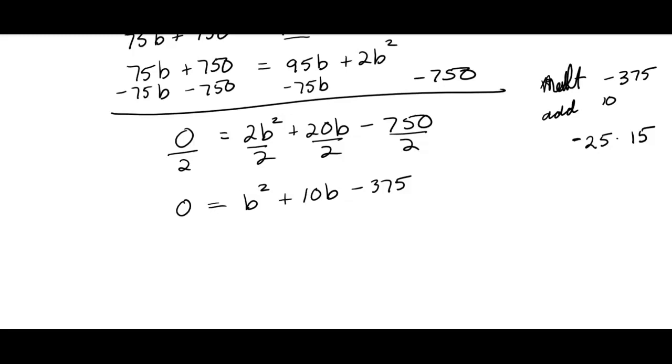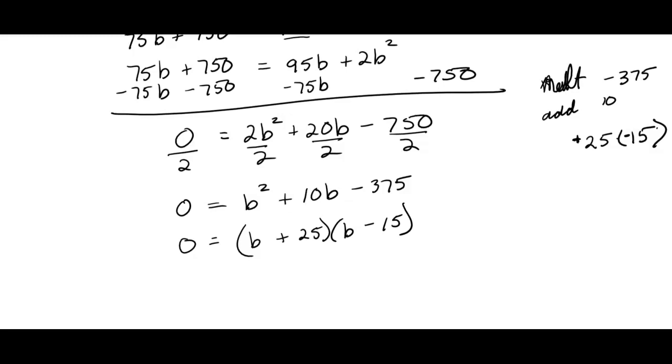So how many times does 25 go in? Whoops. I don't want the negative on the 25. I want the negative on the 15. Okay. So 25 and a negative 15, that will multiply to be negative 375, and it will add to be 10. So great. So this factors into b plus 25, b minus 15.